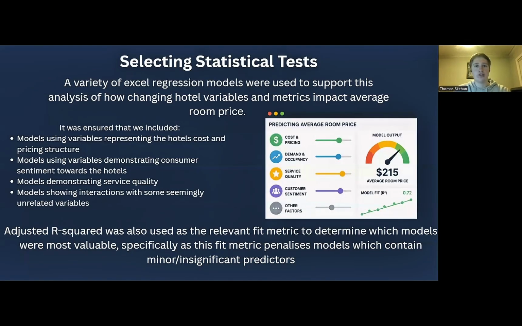The models we chose as best were then determined based on the adjusted R-squared fit metric, with a higher amount better, as it demonstrates the proportion of variation in average room price which is explained by the selected predictor variables, whilst also penalizing unnecessary or statistically insignificant predictors, and thus making it a more valuable measure than the standard R-squared. And now on to the results.